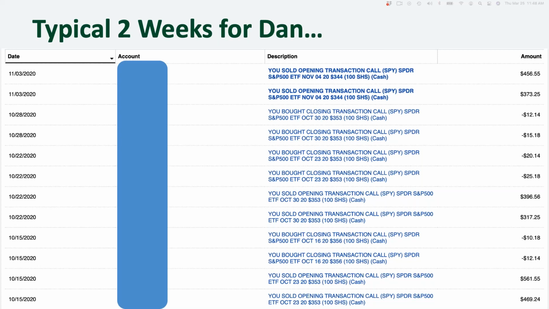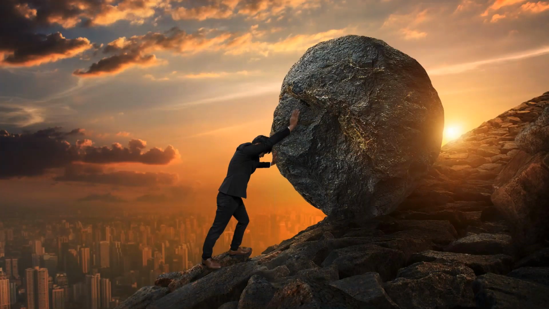This can be a typical 2 weeks for you. Maybe not every 2-week period will work out just like this. There'll be some where you have to manage your trades and make some adjustments, but I want your mind to start working with me, right? That's important. But look, the problem is a lot of people make it hard.